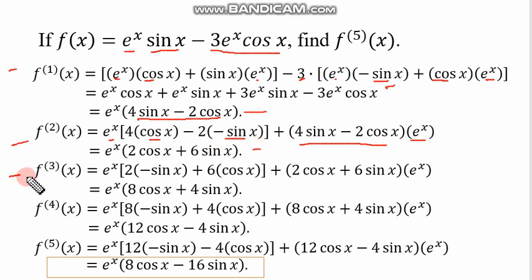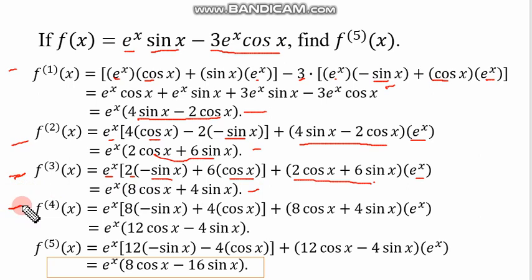How about the third derivative? Using the second derivative, we will use the product rule to get the third derivative. So product rule again, e raised to the x times 2 times the negative sine x plus 6 cosine x, plus 2 cosine x plus 6 sine x times the derivative of e raised to the x, which is itself. So the answer is e raised to the x times the quantity of 8 cosine x plus 4 sine x. This is the third order of derivative.